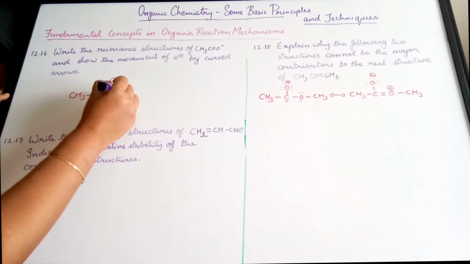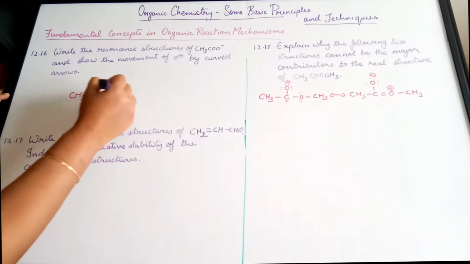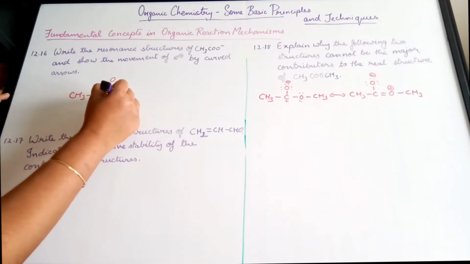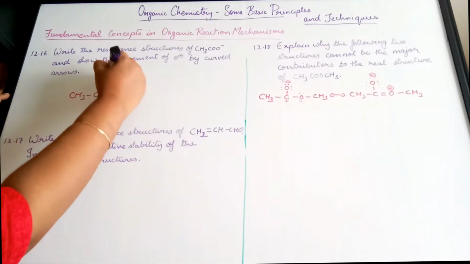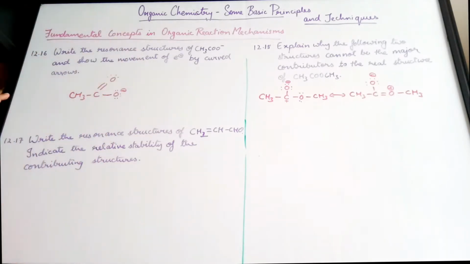Because it has formed only one bond, it is surrounded by 6 electrons, whereas this has only 4 electrons. Now we will show the movement of electrons.